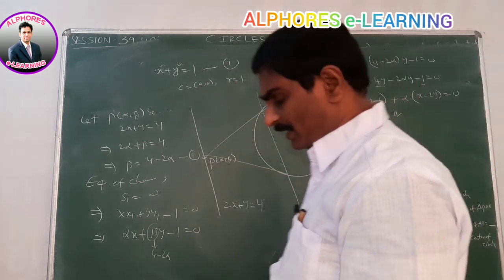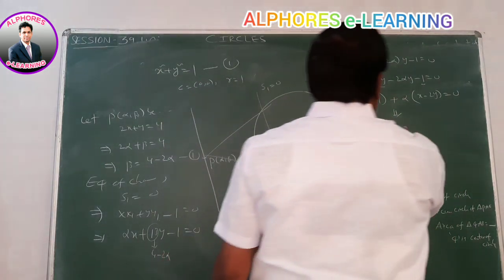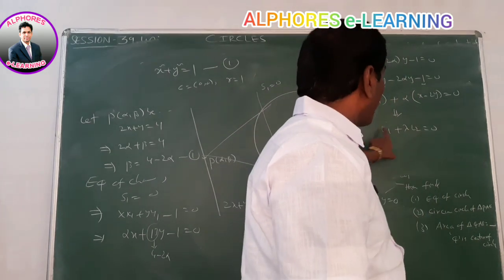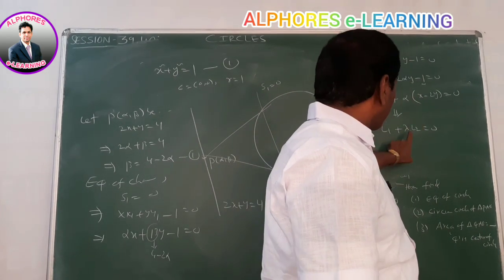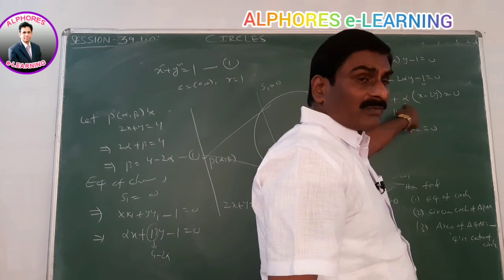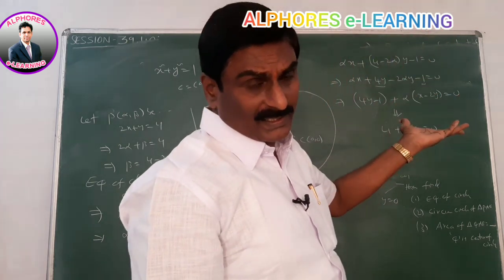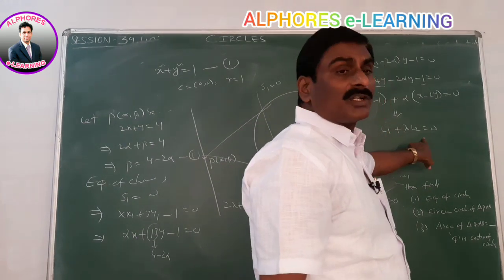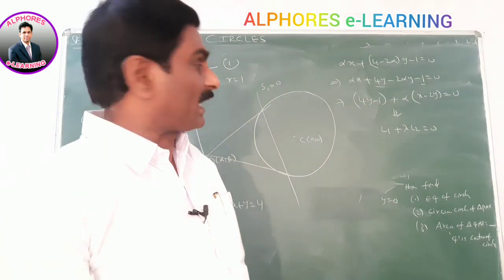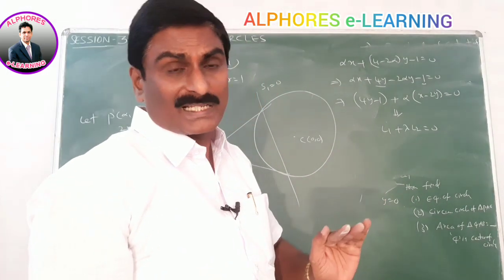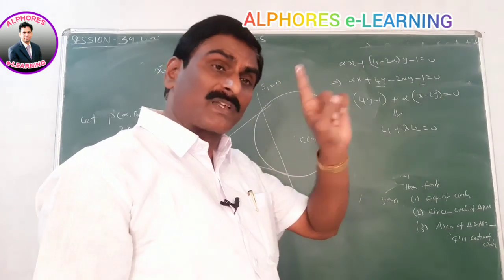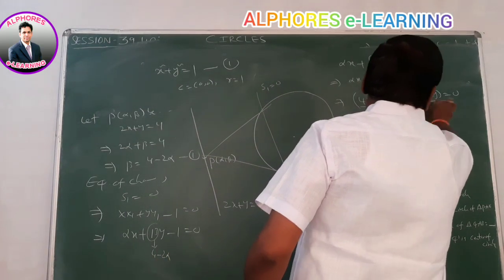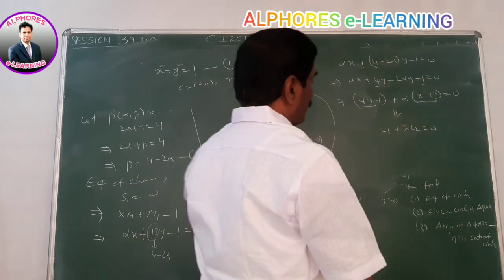Please observe this equation. It is in the form L1 plus lambda L2 equals 0. For different values of lambda, that means different values of alpha, we get different chords of contact. But all of these chords of contact pass through the point of intersection of the lines L1 equals 0 and L2 equals 0. That means all of these chords pass through a fixed point, so they are concurrent lines. By solving these two lines, we get the point of concurrency.